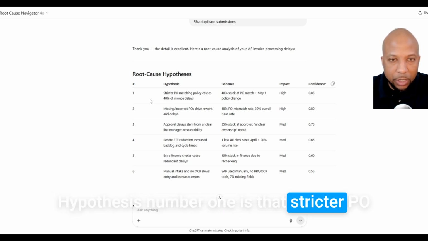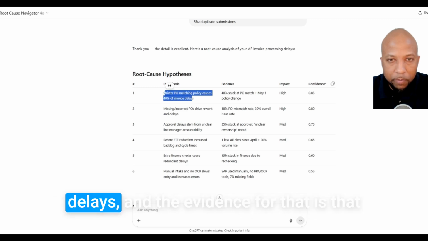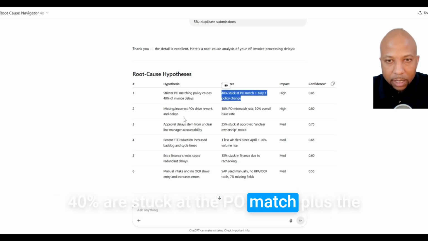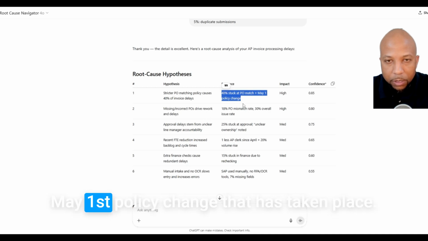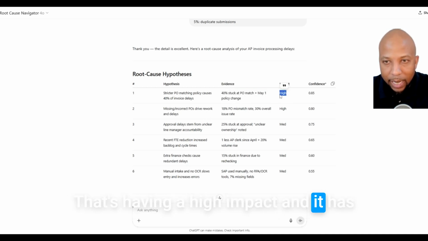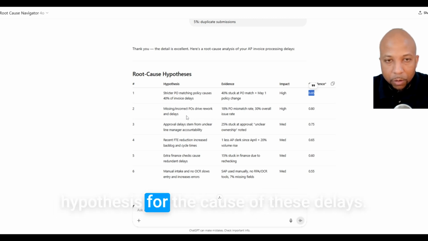Hypothesis number 1 is that the stricter PO matching policy is causing 40% of invoicing delays. The evidence for that is that 40% are stuck in the PO match, plus the May 1st policy change that has taken place. That's having a high impact, and it has an 85% confidence in that being a strong hypothesis for the cause of these delays.